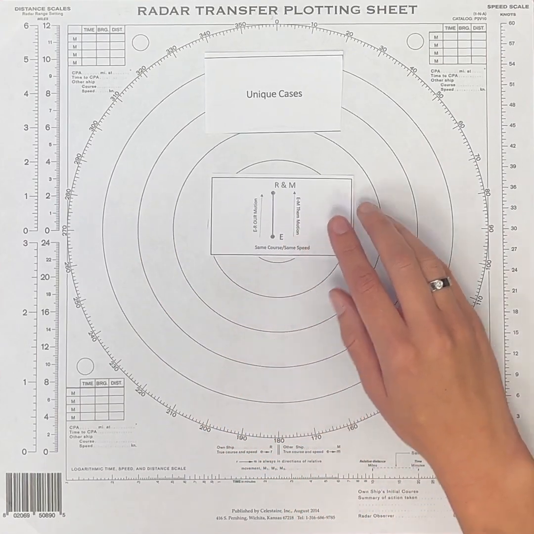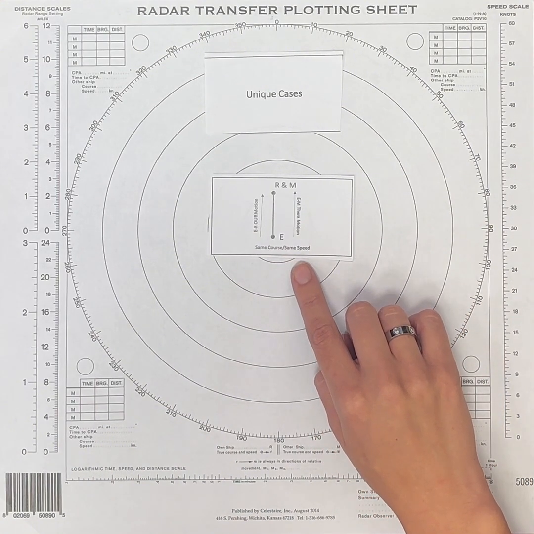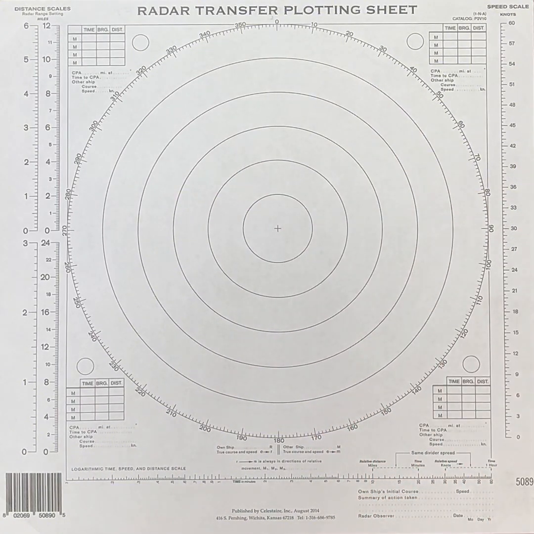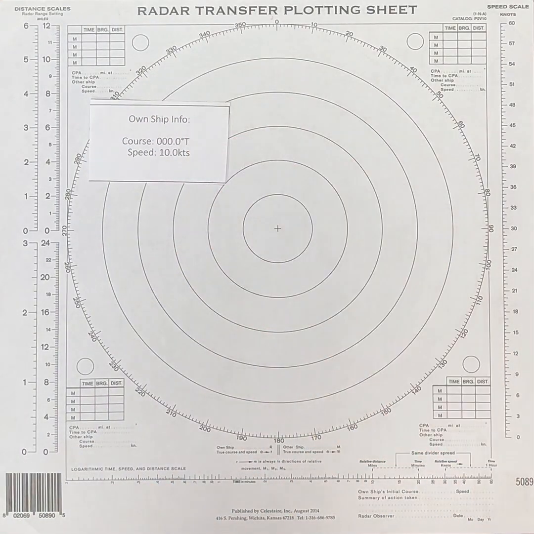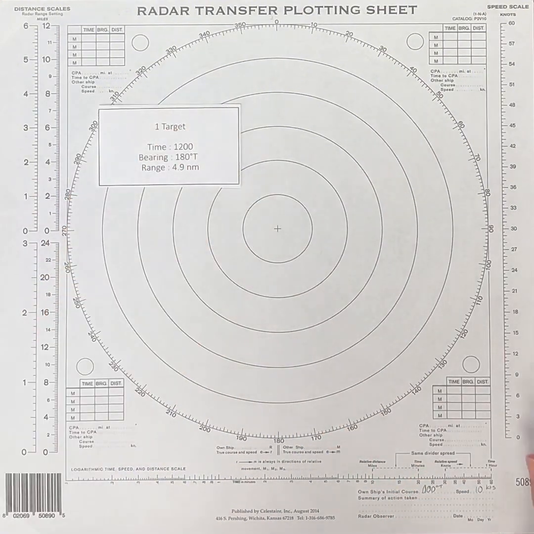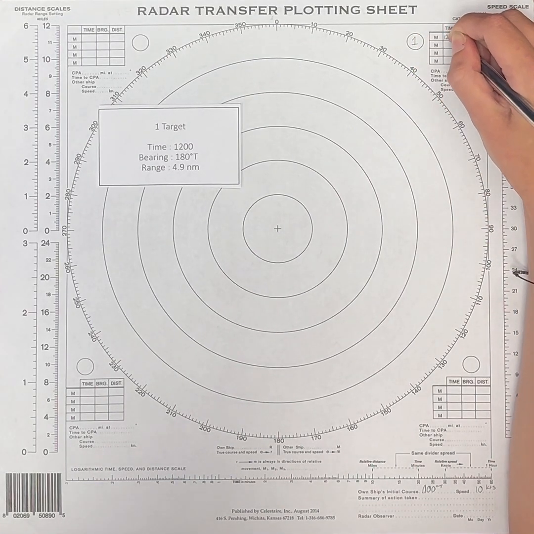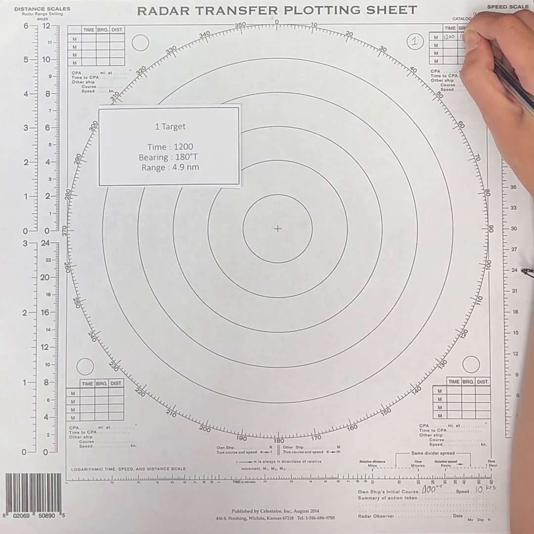Sometimes the dots do not align perfectly, such as in these cases, and the triangle has collapsed. The best thing to do in these cases is to draw your motion lines: E to M is them, E to R is us, RM is relative motion, and then measure the direct values. We will start with our own ship info: a course of 000 and a speed of 10 knots. We take our first range and bearing off of a target at 12 o'clock: a bearing of 180 degrees true and a range of 4.9.